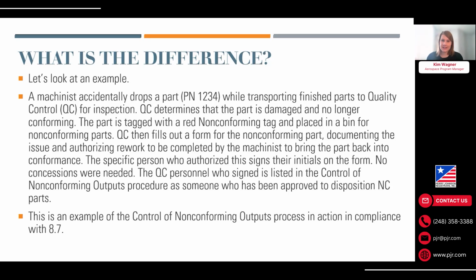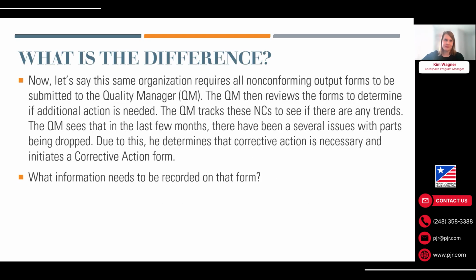So this is an example of that control of non-conforming outputs process in action and in compliance with 8.7. We had a non-conforming product. It was tagged and removed from the production area, brought to QC. QC dispositioned that part. QC is authorized to disposition that part, and a record was completed that documented the nature of the nonconformity and the disposition. There were no concessions needed. It was signed by the person who authorized the disposition, and that person is approved to disposition nonconforming parts. So that's how the 8.7 part of this process works, the control of nonconforming outputs.